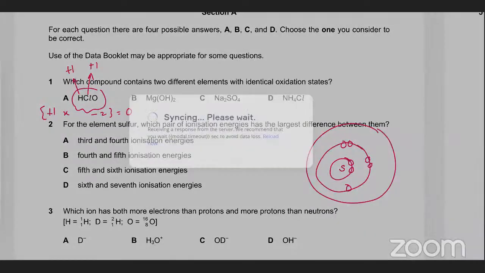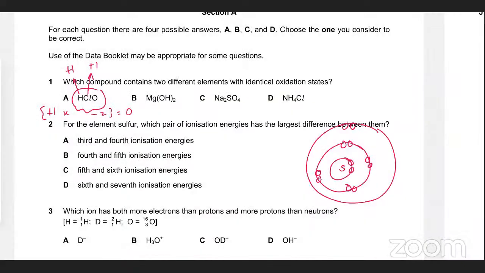Can anyone tell me after which ionization energy you would have the greatest increase? Anyone? कोई भी जरी, any idea? 6th. After the 6th one. Removing the first, second, third, fourth, fifth, and 6th electrons would be easy because they're very far away, and the shielding is also large. The 7th electron is removed from an inner shell.